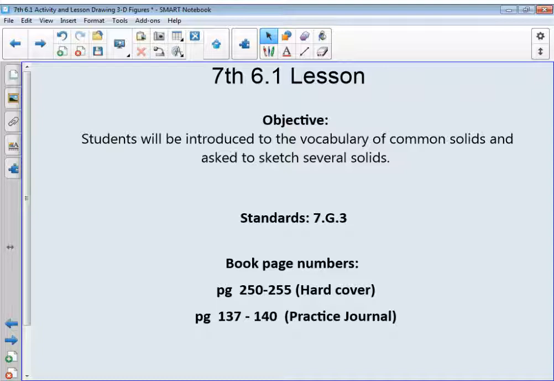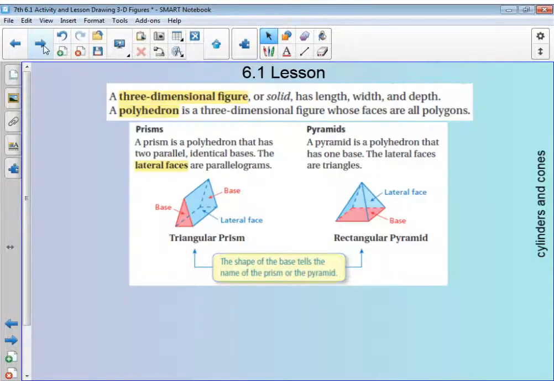Okay, today what we're going to be doing is, yesterday we worked with some graph paper as well as some dot paper to go through and draw three-dimensional figures. Today we're going to try drawing three-dimensional figures without the use of those types of paper. So a three-dimensional figure or a solid has a length, a width, as well as a depth. So rectangles, for example, and triangles are two-dimensional figures. A three-dimensional figure is going to have that third concept.